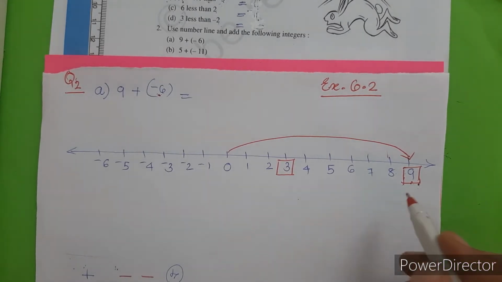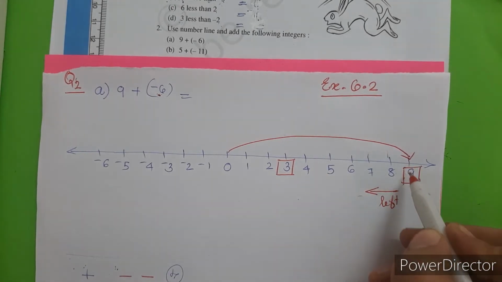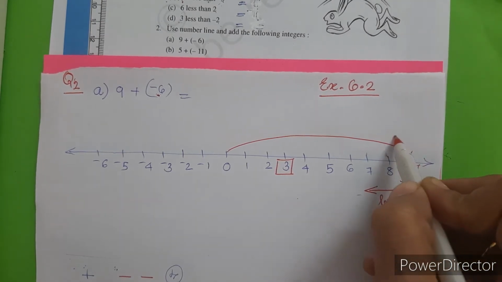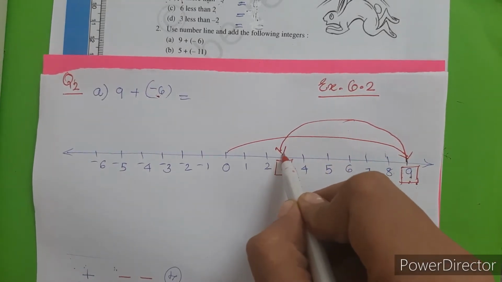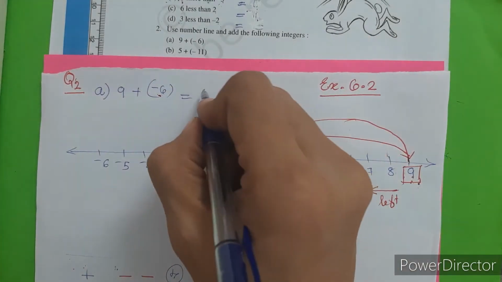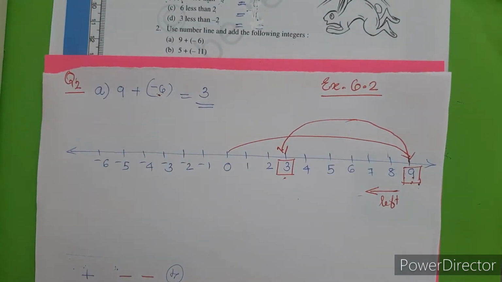So we reach 3. This is the left direction of 9, so we move 6 points from 9. We can express it like this, from 9 to 3. So we reach 3, and the answer will be 3. 9 plus minus 6 is 3.